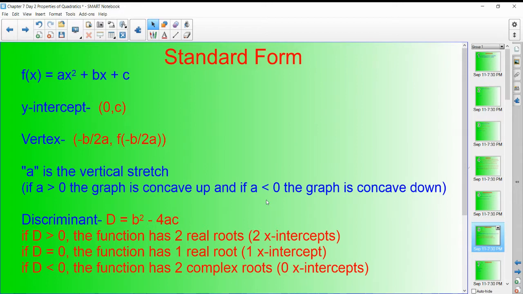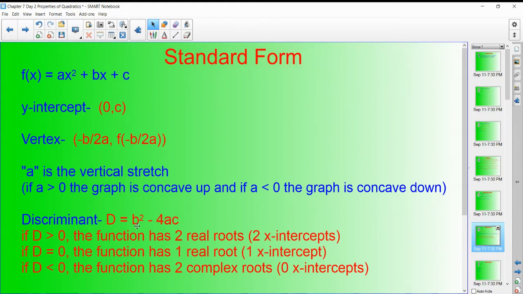Now, there's one more piece of information that standard form gives us. It's the discriminant, which is b squared minus 4ac. This is going to be a number. We put our values in for b, a, and c, and we get out a value. This should also look familiar if you remember the quadratic formula.